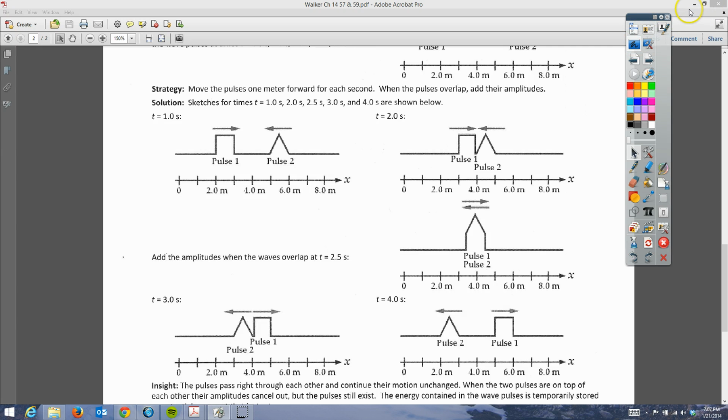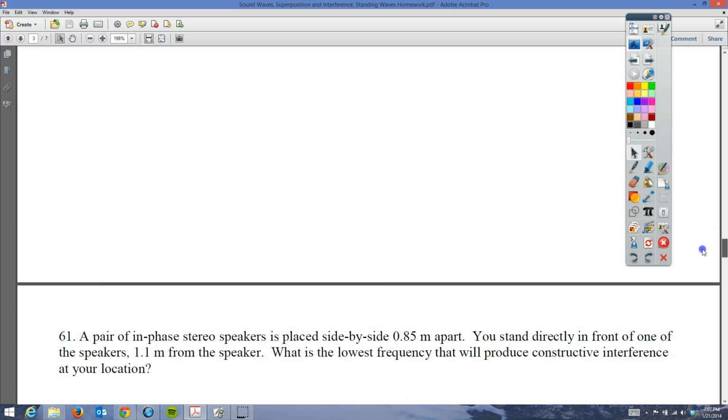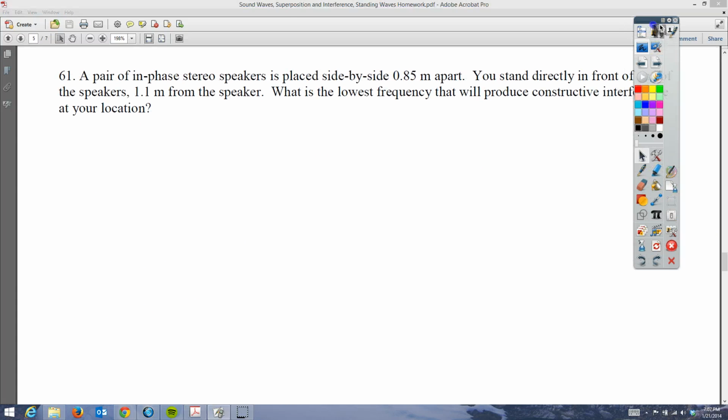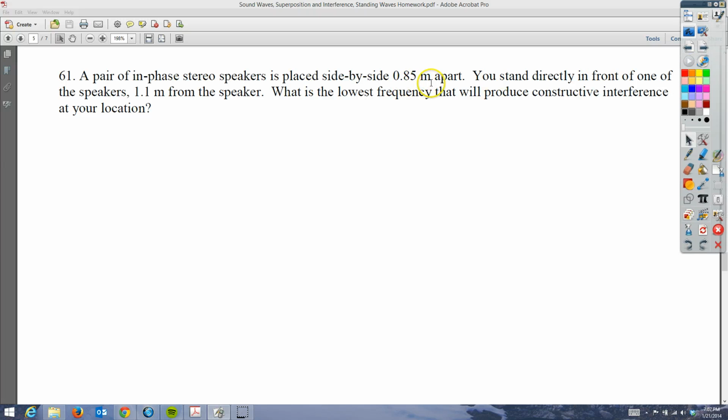The next question that we have is number 61. And for number 61, the problem states you've got a pair of in-phase stereo speakers. They're placed side by side, 0.85 meters apart. You stand directly in front of one of the speakers, 1.1 meters from the speaker. What is the lowest frequency that will produce constructive interference?